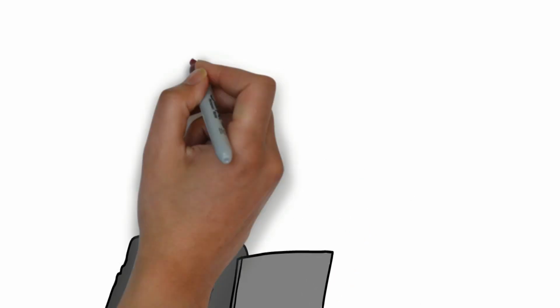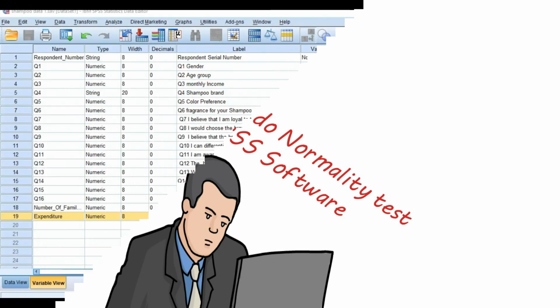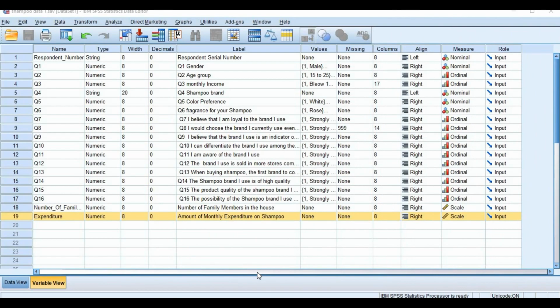Now let us do the normality test using SPSS software. I'm taking an example of shampoo data in this case, and I want to test the normality for the expenditure variable. This is the expenditure variable. This variable is the amount of monthly expenditure on shampoo. I want to test whether this data is normally distributed or not.